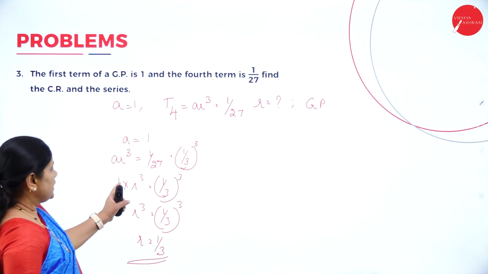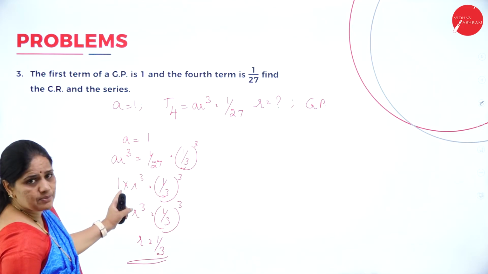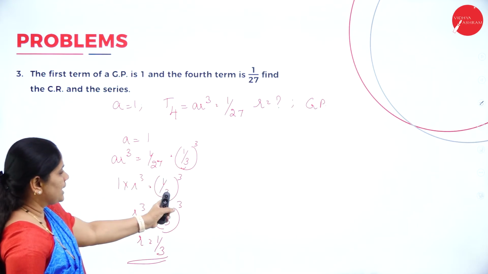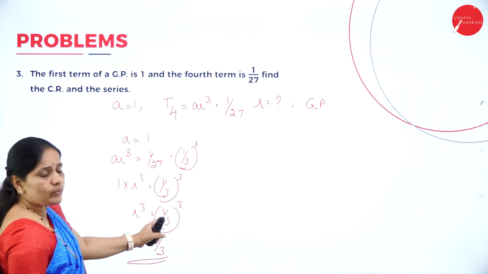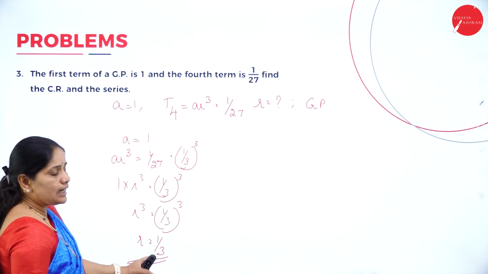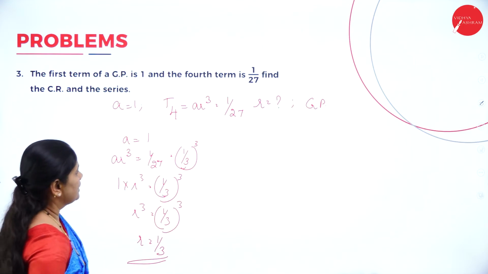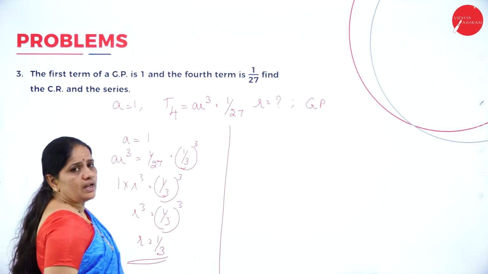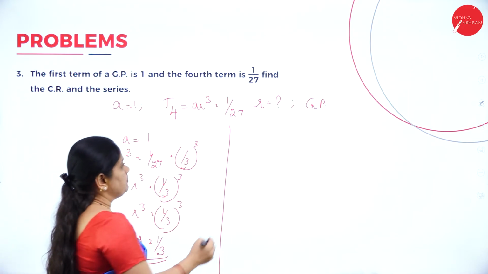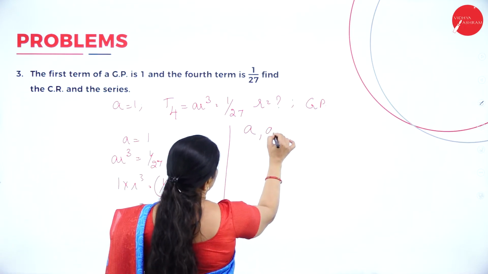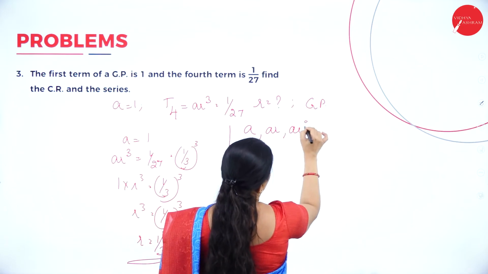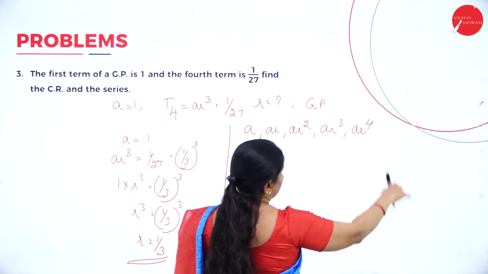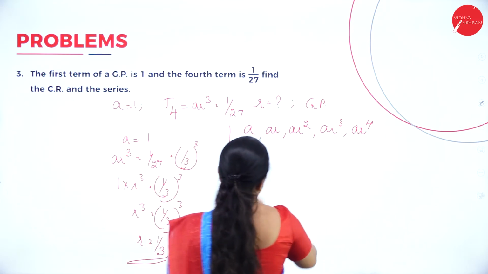R equals 1 by 3. So we know A equals 1, so I substitute the value of A as 1. So 1 into R cube equals 1 by 3 the whole cube. R cube equals 1 by 3 the whole cube. R equals 1 by 3. Now, we have to find the GP. Now, we know the standard form of the GP. What is the standard form? A, AR, AR square, AR cube, AR to the power 4. So, now we find the GP here.